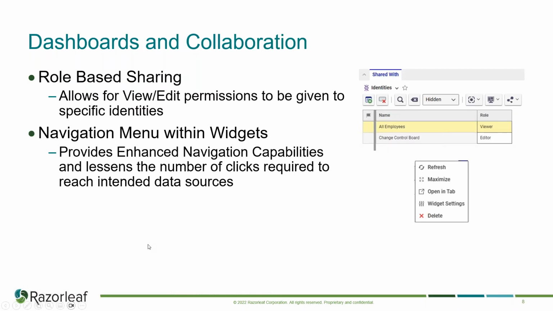So following that up, we have the dashboards and collaboration. The first thing here is role-based sharing. In the past, if we wanted to share a dashboard, yeah, we could select all the identities we wanted. If I wanted all employees to have access to that dashboard, they would have access to it, but we couldn't really specify whether they could edit that dashboard. So now, once an identity is added, we can specify that they can access the dashboard, but they're only going to have viewer permissions.